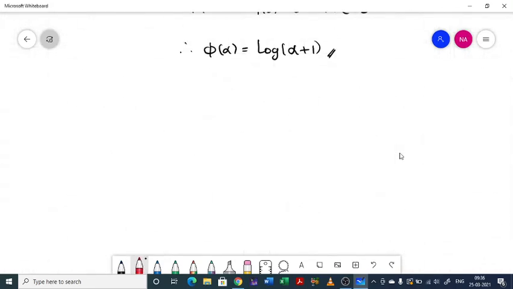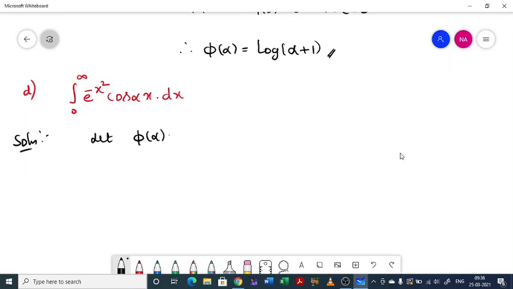Next, problem D. This is a bit lengthy and important one. Evaluate integral 0 to infinity e power minus x square cos alpha x dx. Solution. Let phi of alpha be integral 0 to infinity e power minus x square cos alpha x dx. Now here, as usual, applying differentiation under the integral sign.